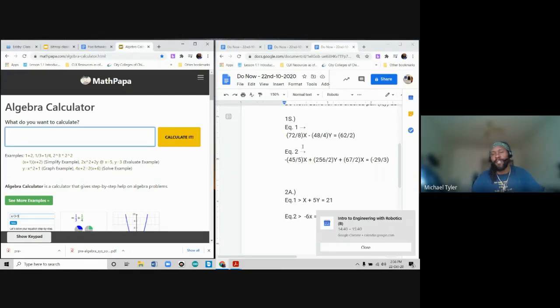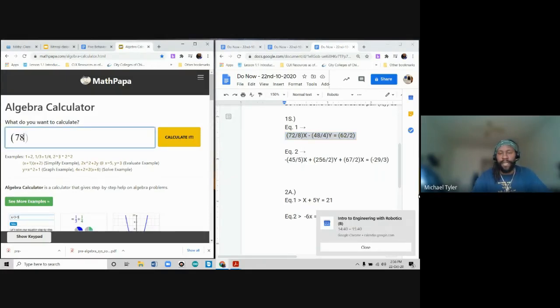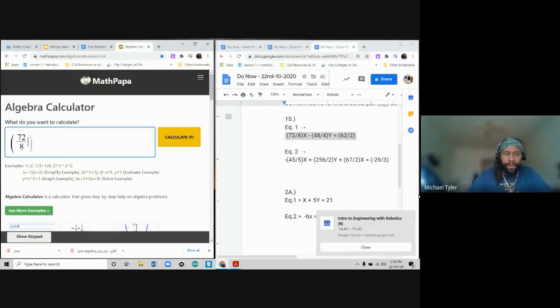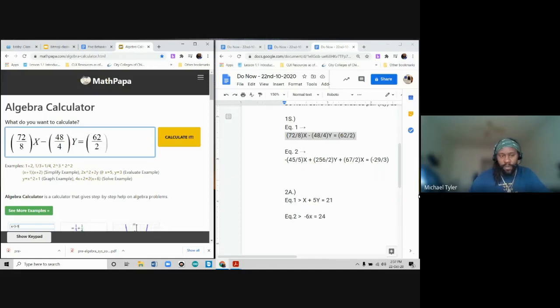The first one you're going to type is the first equation Sherrod gave us. You can't copy it over because it might not come in right, so take your time and type it in. So the first one is what? Parentheses, 72 divided by 8. I'm going to press the over key because I want to close the parentheses. And then it's x, minus, parentheses, 48 divided by 4, press over 1, close parentheses, y equals, what do we have? Parentheses 62 divided by 2, over, close parentheses.